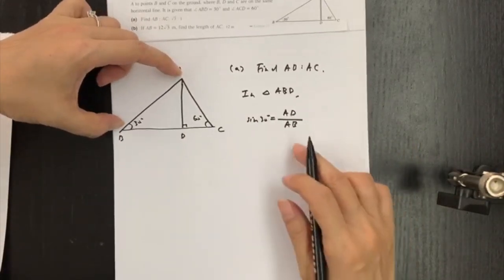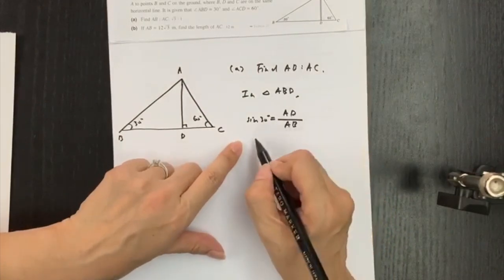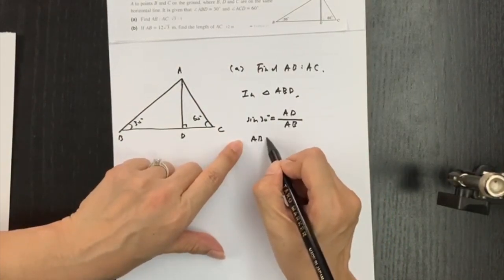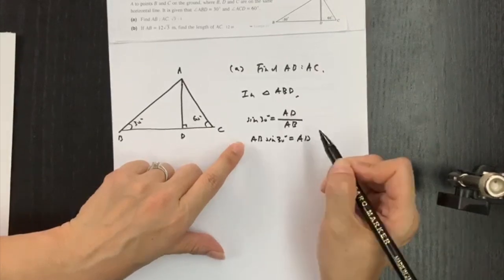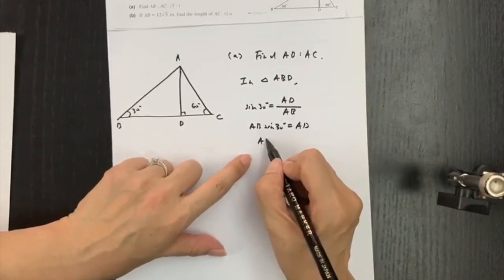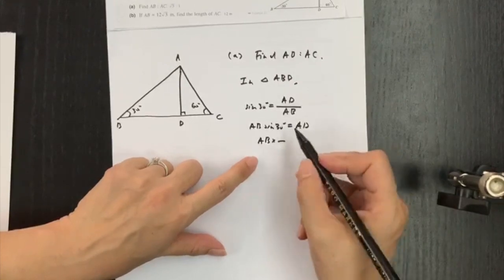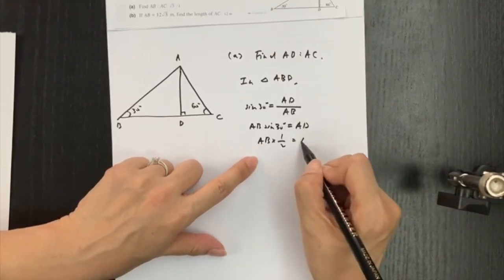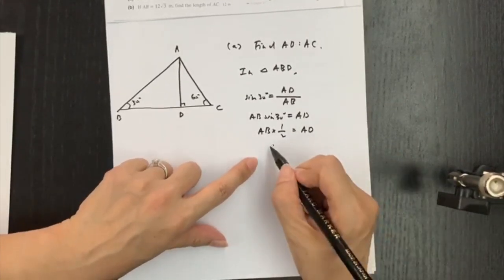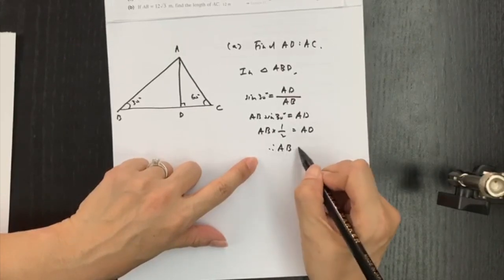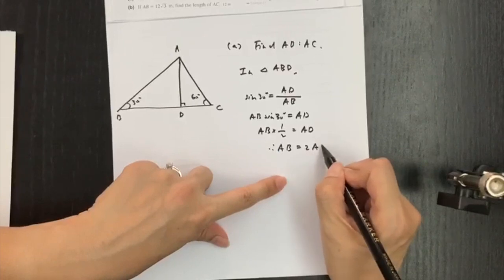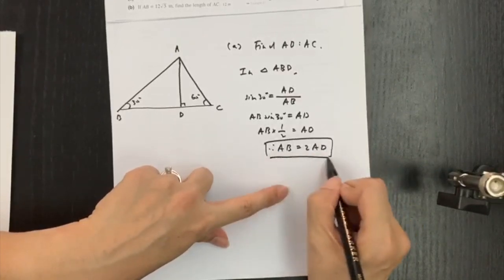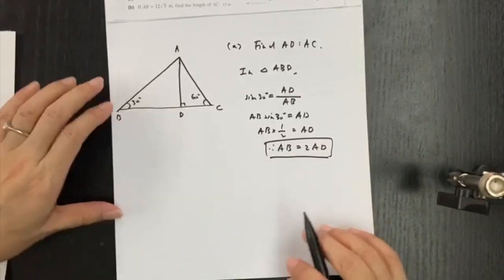After that, I change the subject to AB, so that would be AB sine 30 is equal to AD. And what is sine 30? Sine 30 is 1 over 2. So I change my subject to AB: move this 2 to the right-hand side, and that will be 2AD. Now I get AB in terms of AD.